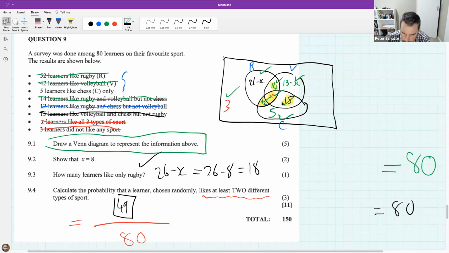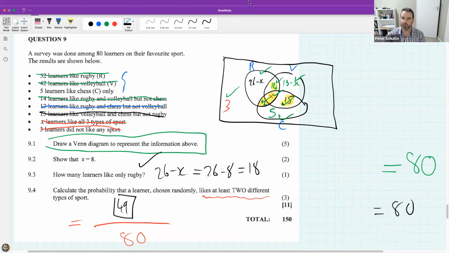Oh, and Paul, what is your question? I see a question. How would you go about this problem if you weren't given the n(S)? In this case, you'd have to be given the n(S). The only way they couldn't is if they gave you something else, but then they would have to give you something else. So it's just not possible.